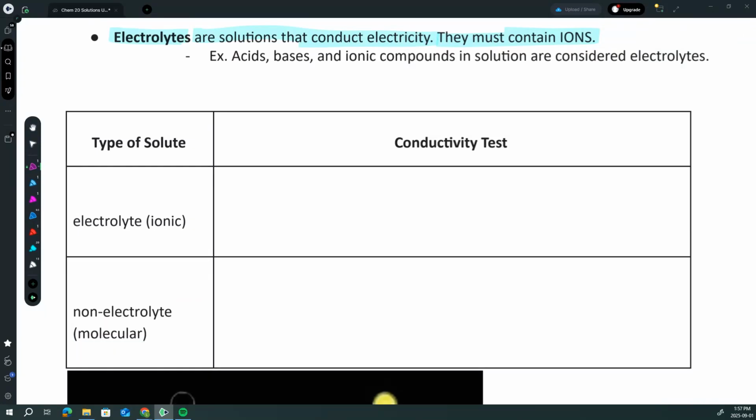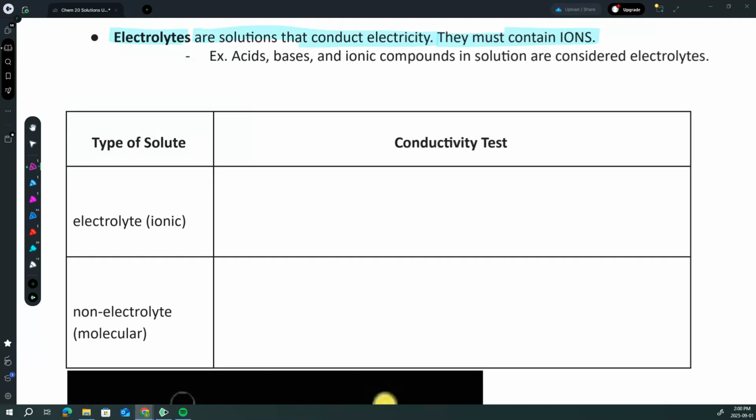Okay, so we'll get into a bit more of that in a little bit here. But right now we got to talk about, okay, conductivity test. What does that look like here?